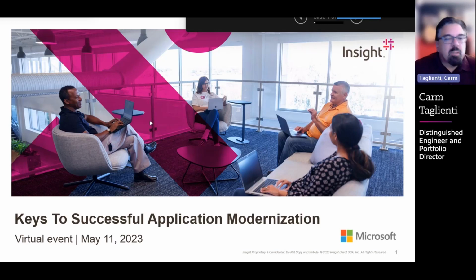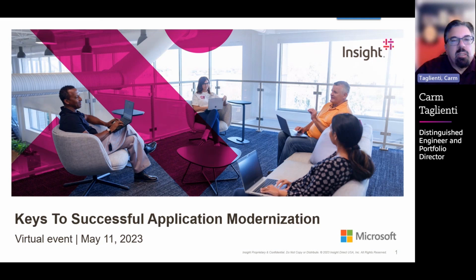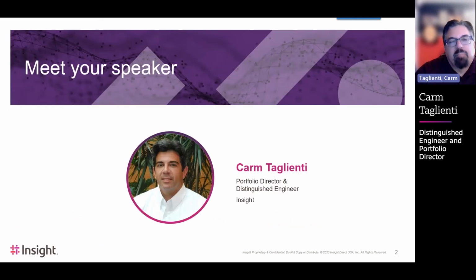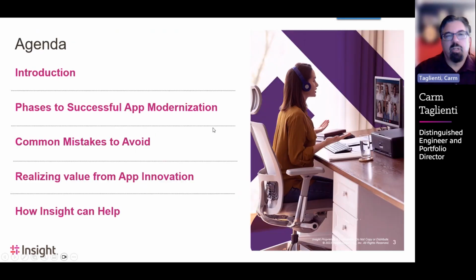I wanted to talk a little bit today about successful application modernization, and I'm not going to talk a ton about ChatGPT, but I probably can talk a little bit about it, as well as we're thinking about things like Copilot, code generation, etc. But I wanted to talk through the fundamentals of why are we doing this? What are some of the things that we should think about?